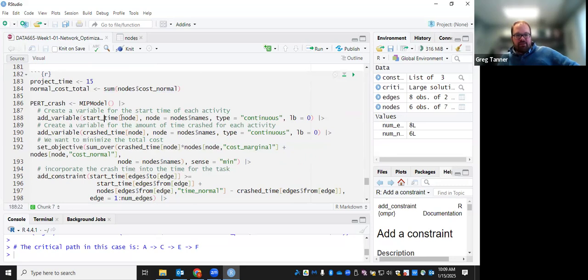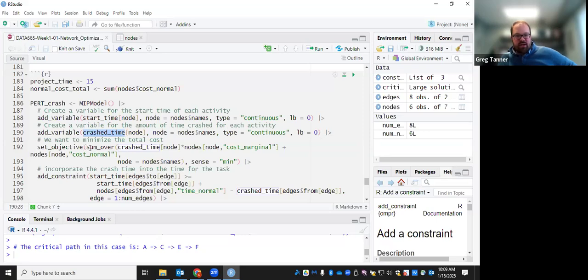We're going to add variables for the start time. Those are the same. We're now going to add variables for the amount of time crashed. Okay. And so I named that crashed with an ED time. So that's the amount of time that activity was crashed. It's going to be a continuous variable with lower bound 0. We'll add the upper bounds in a little bit.